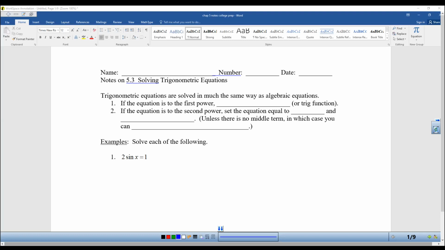Hello, everyone, and welcome to Precalculus. This is section 5.3, Solving Trigonometric Equations. It's a little bit of a challenging section, so we're going to break it into some smaller pieces and do it over 3 separate videos.